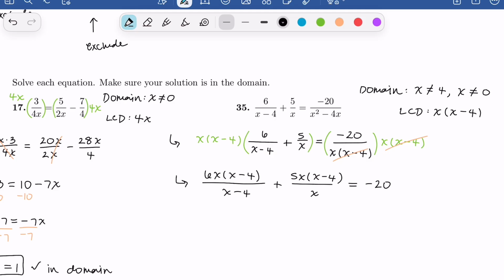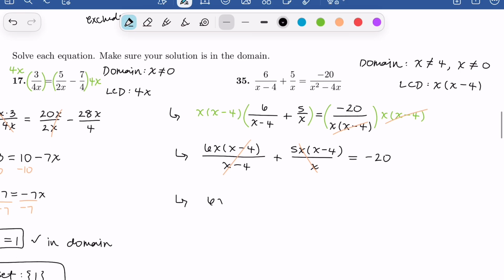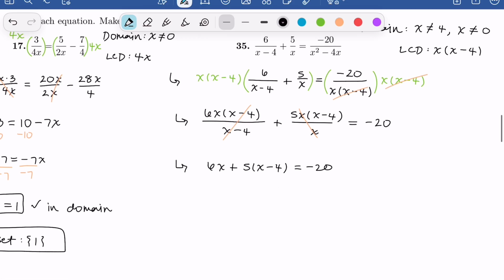All right, so from here, let's cancel some things. Looking at my first fraction, we have an x minus 4 on the top and bottom. Those can cancel. Then my second one, I have a 5 or an x on the top and bottom. Those can cancel. So I'm just going to be left with 6x plus 5 times x minus 4 is equal to negative 20. Now again, we want to solve for our variable x. So let's go ahead and do that. We're going to expand this equation and see if we can simplify by combining like terms.